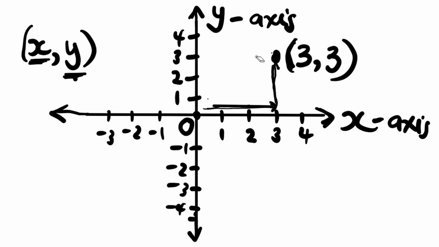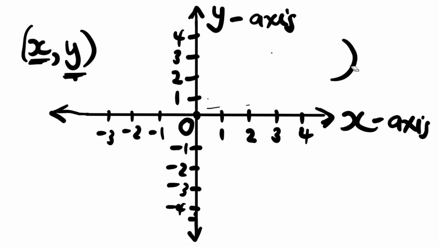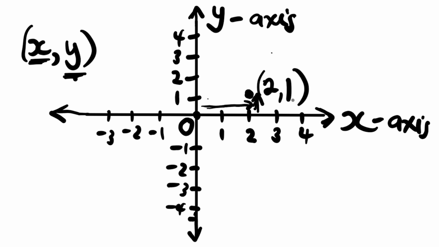Let me use another point. Let's say we want to be at this small point over here. How many steps will it cost me? 1, 2 steps on the x-axis, and only 1 step up on the y-axis. So this particular point is going to be 2 steps on the x-axis, and then 1 step on the y-axis.